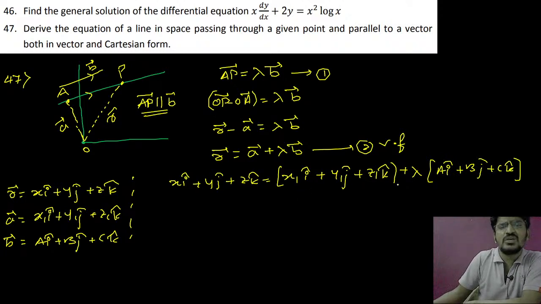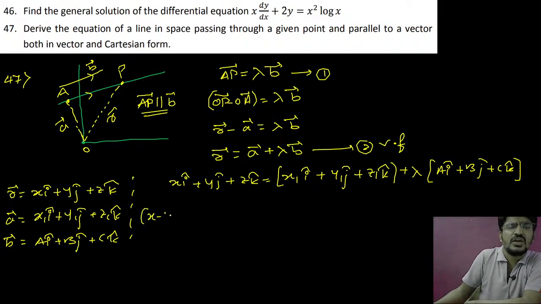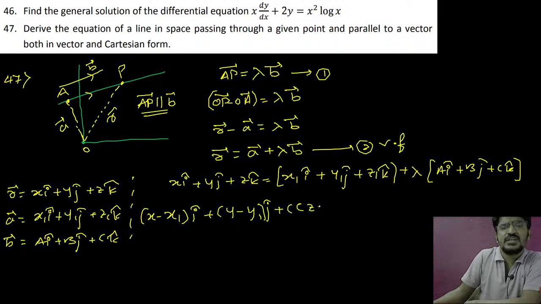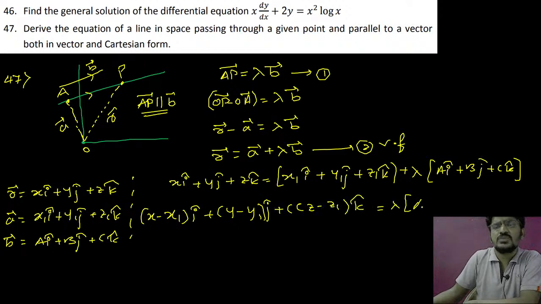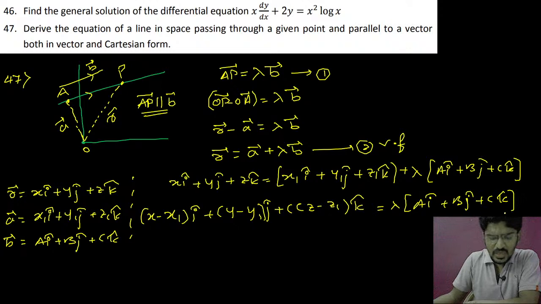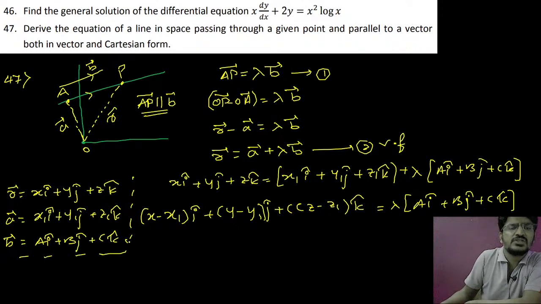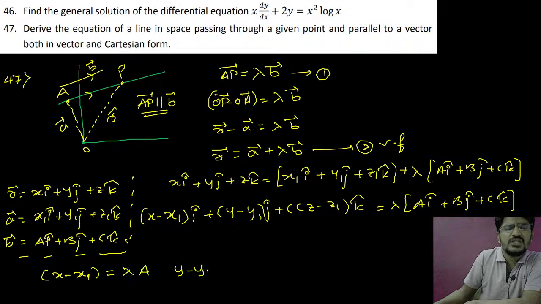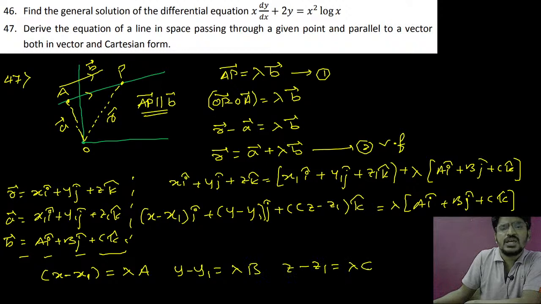Now take x1, y1, z1 on the LHS. That will be (x minus x1) i cap plus (y minus y1) j cap plus (z minus z1) k cap, equal to lambda times of a i cap plus b j cap plus c k cap. Now you can compare component-wise. So if I compare component-wise, it will be x minus x1 equal to lambda times of A, y minus y1 equal to lambda times of B, z minus z1 equal to lambda times of C.